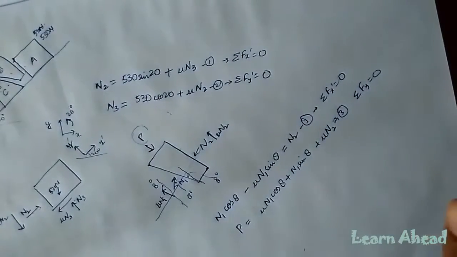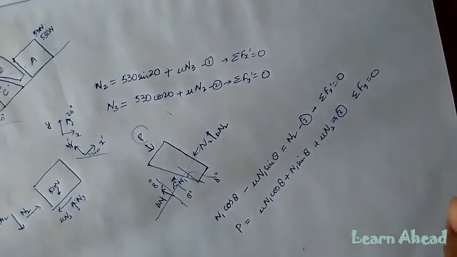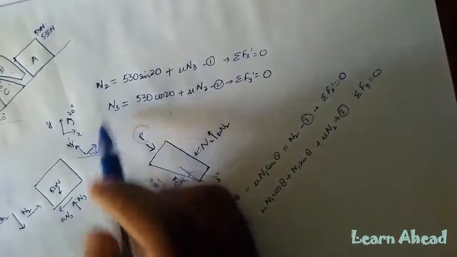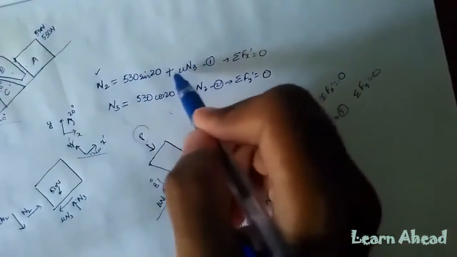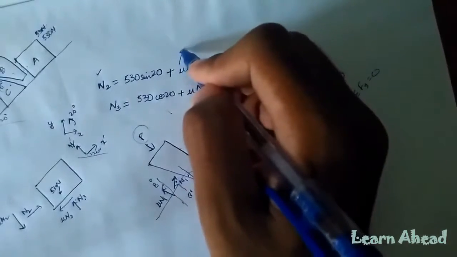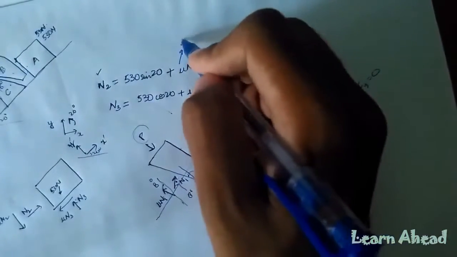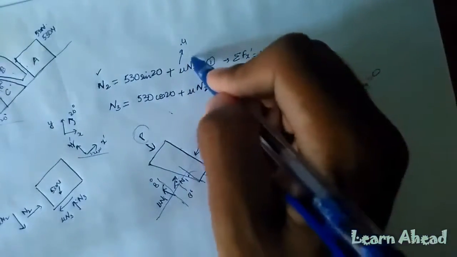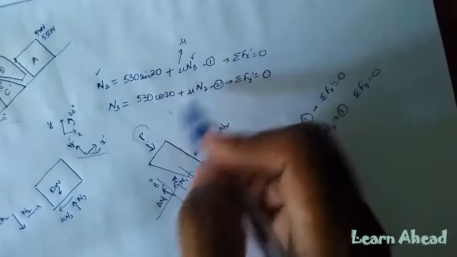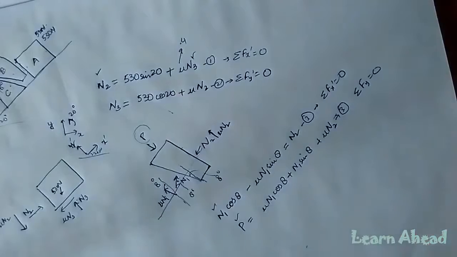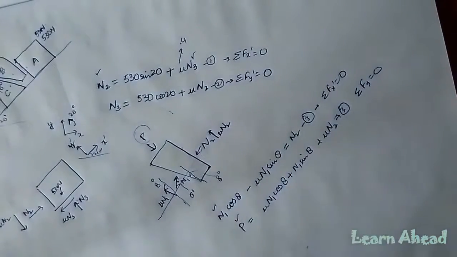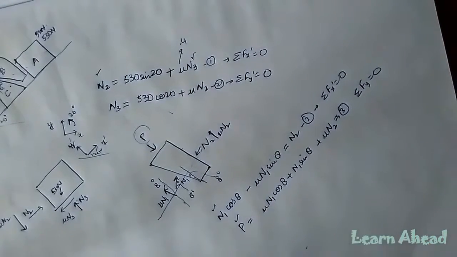So let us now evaluate how many variables are there and how many equations are there. N2, yeah, it's a variable. All these things are known. Mu is known, mu is given in the question as 0.4. N3 is a variable again. N3, N2, and N1 is a variable, and P is a variable. So in all there are 4 equations and 4 variables which can easily be solved for all the normal reactions and the force P. Thank you.